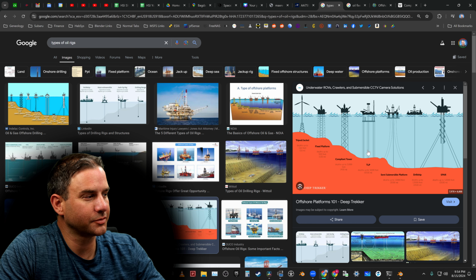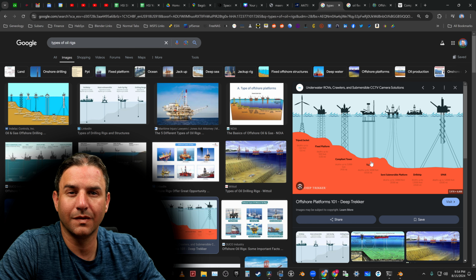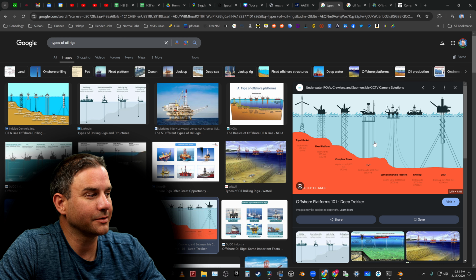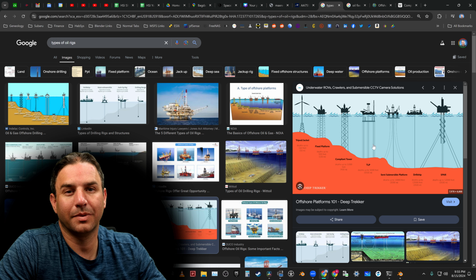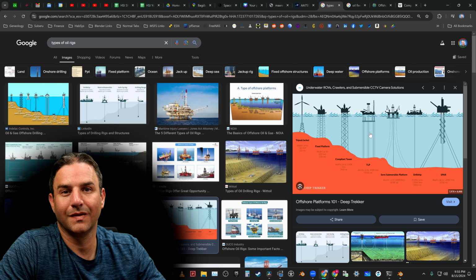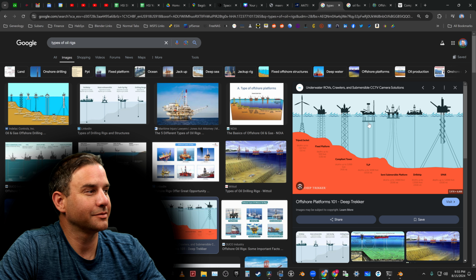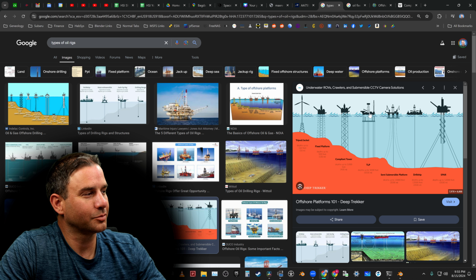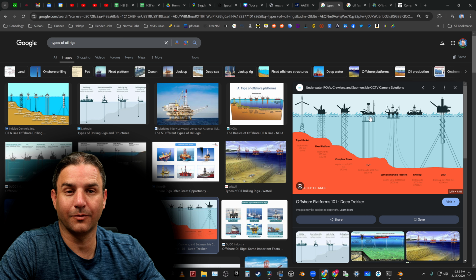So the next one is the TLP. What does TLP mean? Well, that stands for Tension Leg Platform. And I love this design. I think these are great. This is such a cool design. So basically, it's what's called a semi-submersible platform.